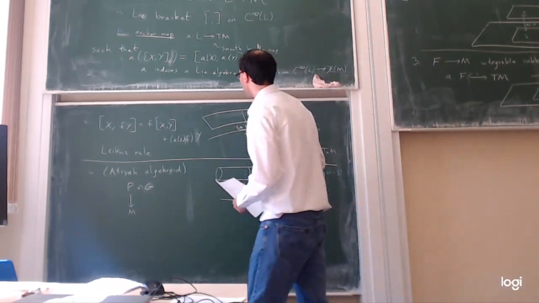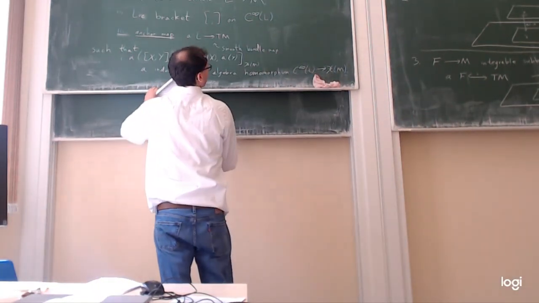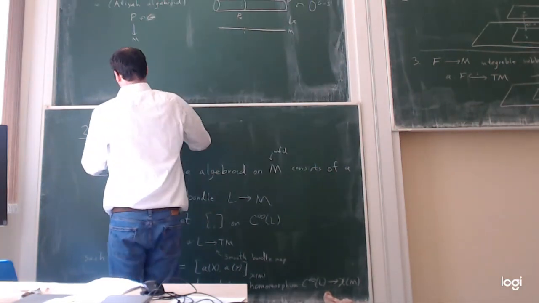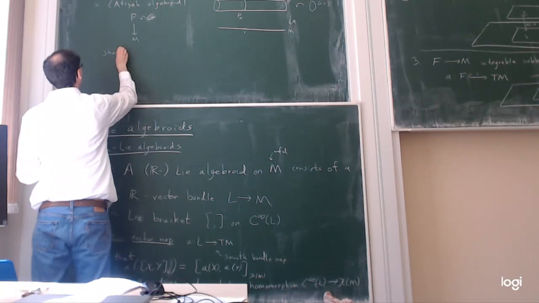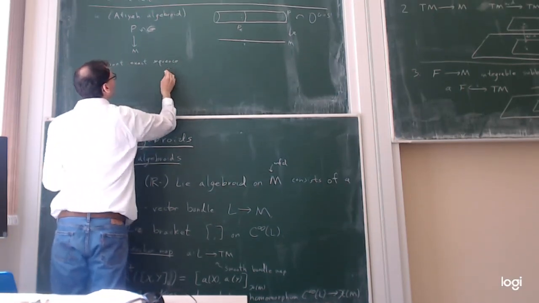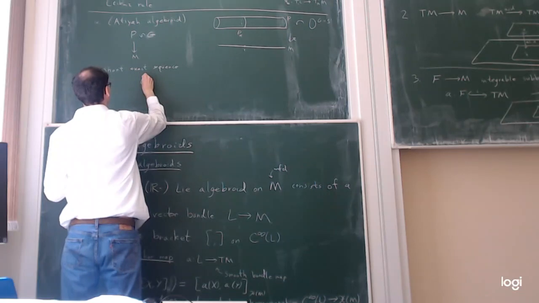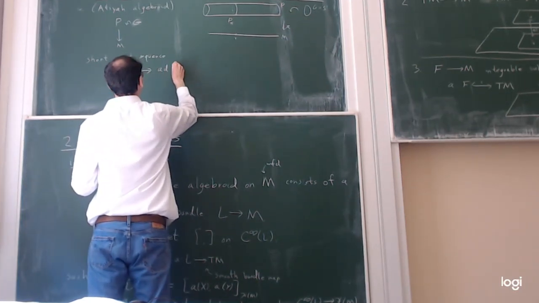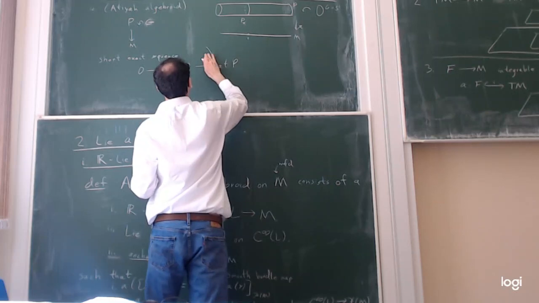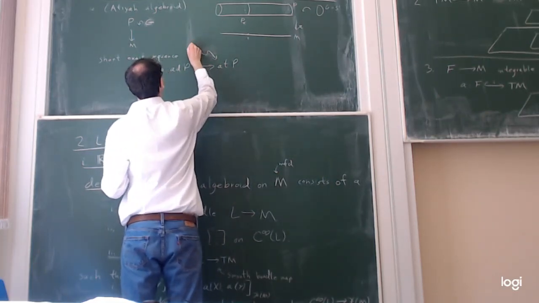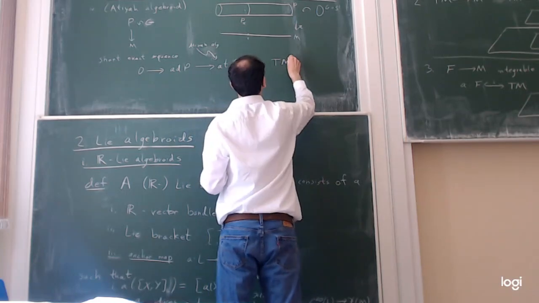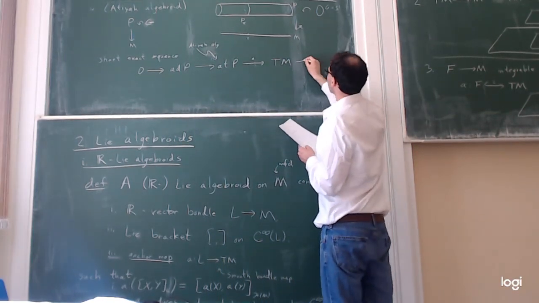Okay, so then the Atiyah algebroid. We have a short exact sequence: zero, the adjoint bundle, the Atiyah algebroid at P, TM, this is our anchor map, zero.